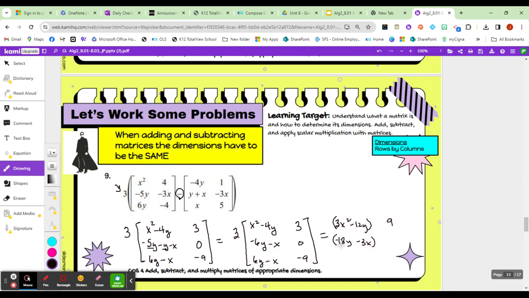Remember, this is one quantity, even though it's got two terms. 3 times 0 is 0. 3 times 6y is 18y. 3 times negative x is negative 3x. Again, that's one quantity. And then 3 times negative 9 is negative 27. You're probably not going to see the parentheses here, but if that helps you, then leave them there.